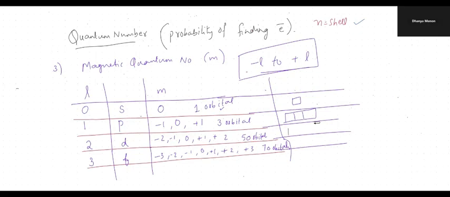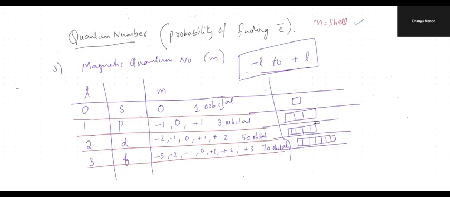The next one, d, has 5: 1, 2, 3, 4, 5. The next one, f, is 7: 1, 2, 3, 4, 5, 6, and 7. So these are the subshells, SPDF, and these are the orbitals where there is maximum probability of finding the electron. Let's do it with an example.